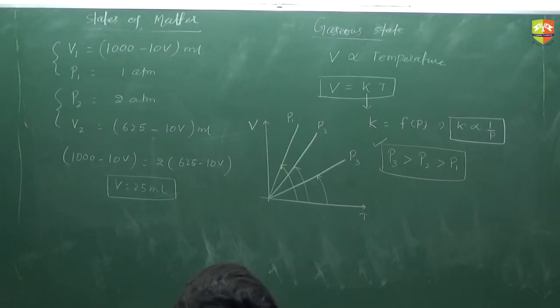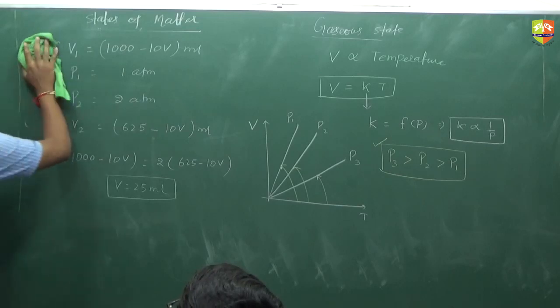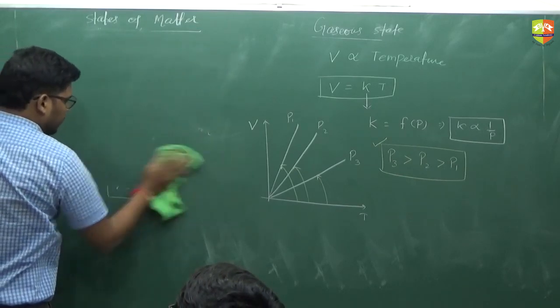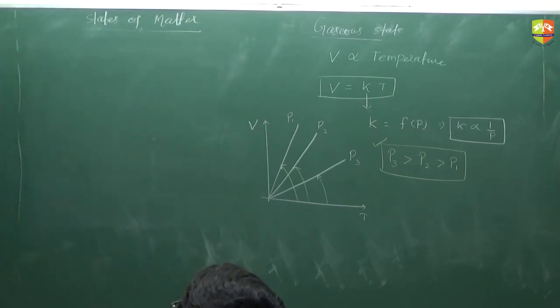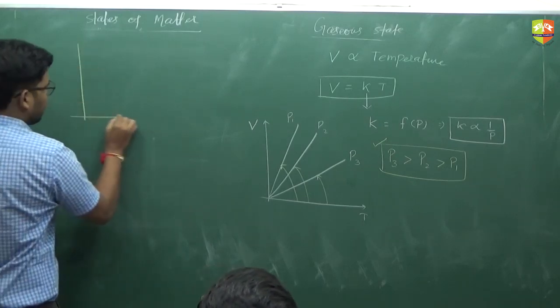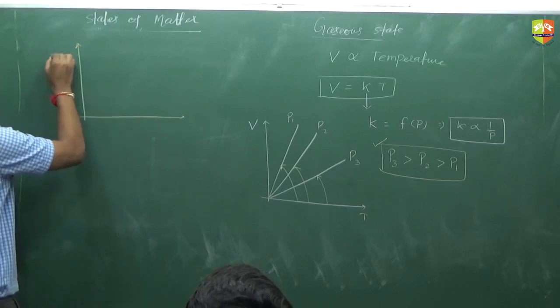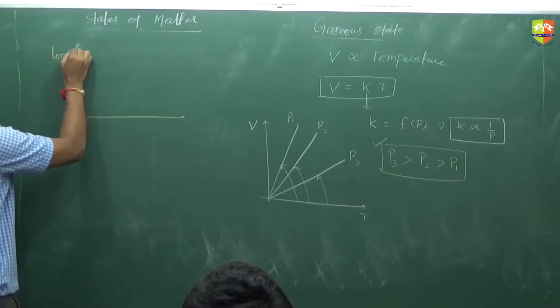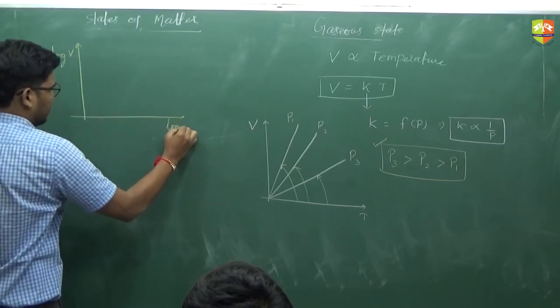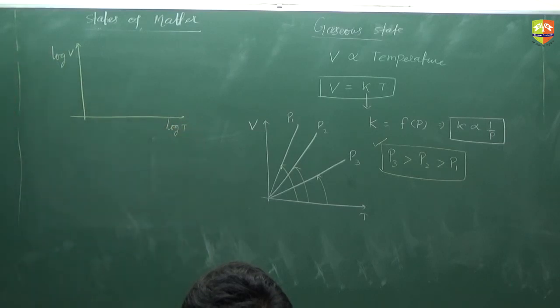Log T and log V graph is what? Can you tell me the log T and log V graph? Log V and log T. Log is log base e or log base 10, anything you take, the nature of the graph.